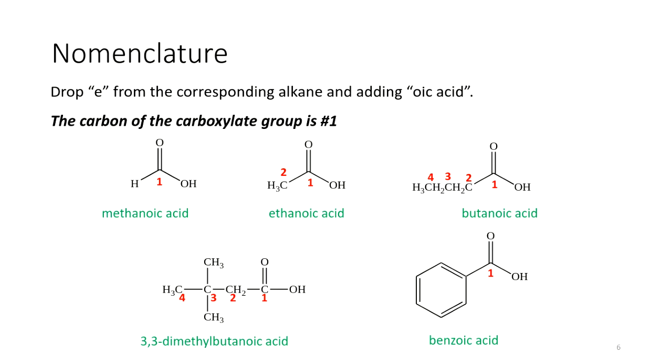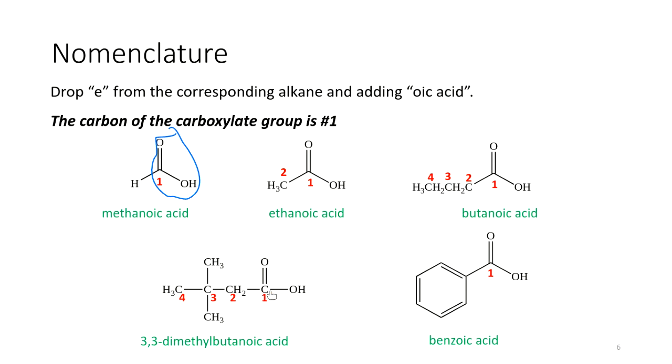All of this is the carboxylate group, all right? That carbon is going to be numbered 1, and everything else is going to be numbered with respect to it. So methanoic acid, ethanoic, butanoic, and notice that this is 3,3-dimethyl. It's not 2,2 because we're going to start counting from the carboxylic group.